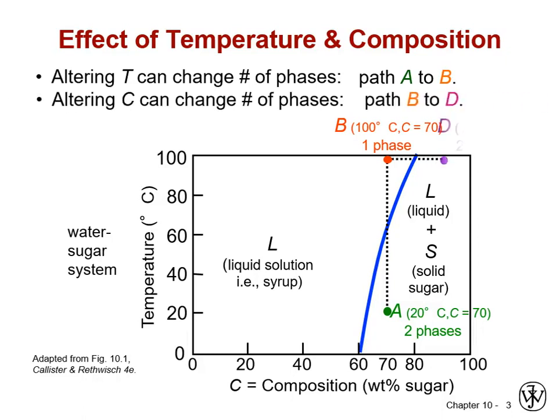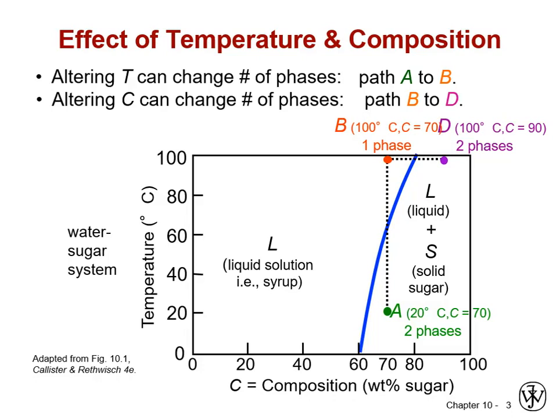We can do the same thing by changing composition. So we're looking at another animation here. If we have a path from B to D, so B was our orange circle at 70% sugar and 100 degrees C, if we were to add some sugar, so we went from 70% sugar to 90% sugar, but we kept the temperature the same. So we only changed 1 state variable at a time.